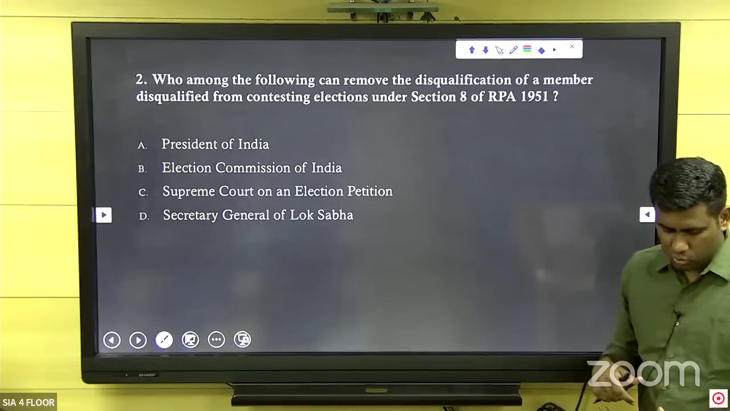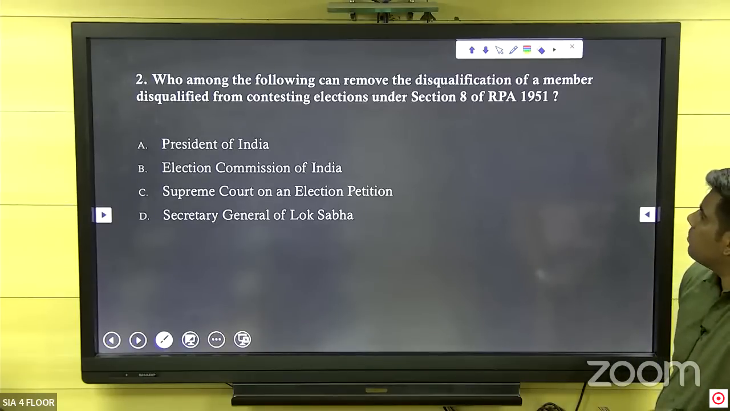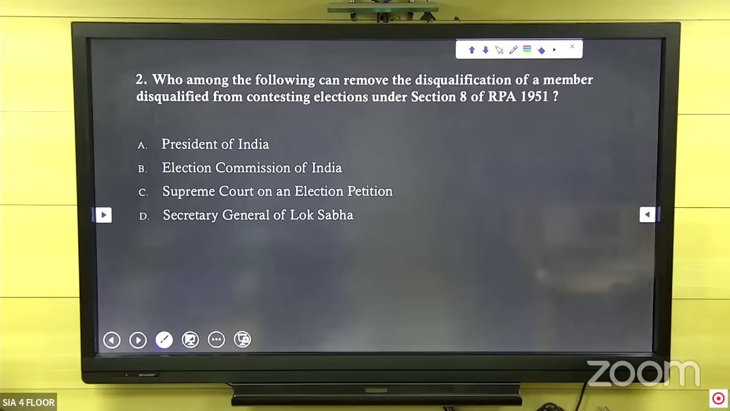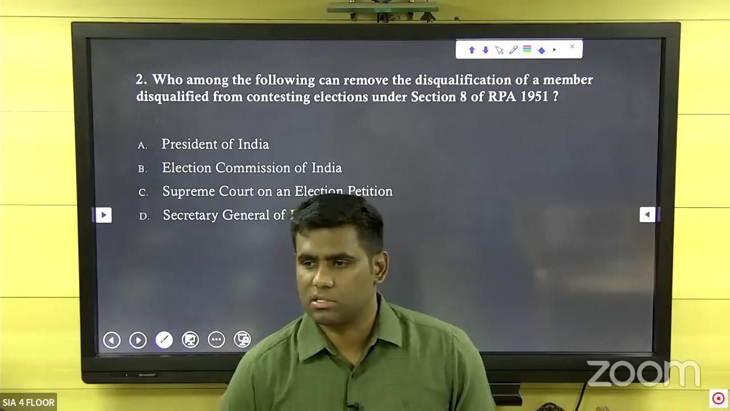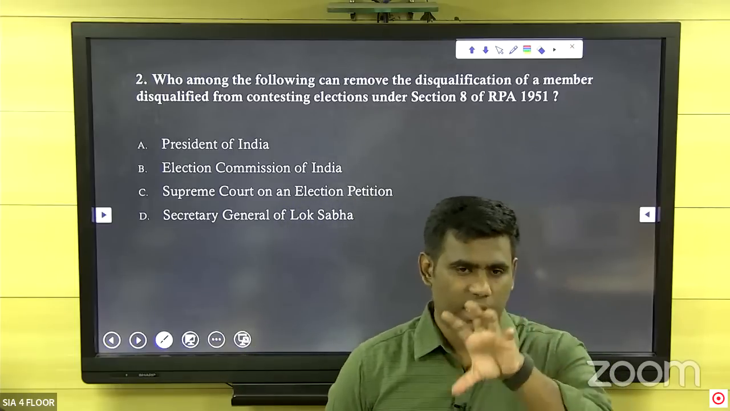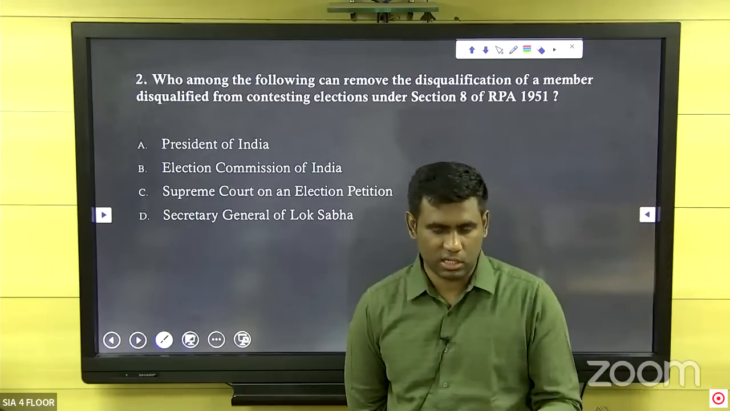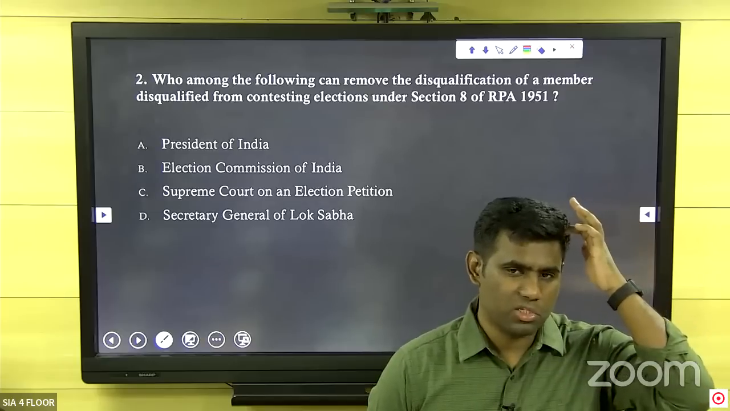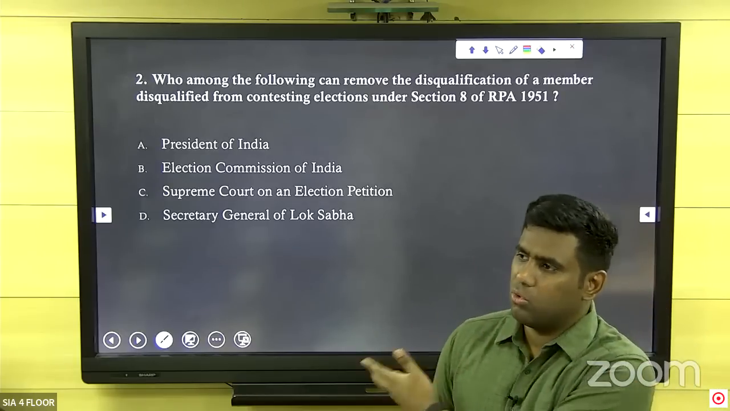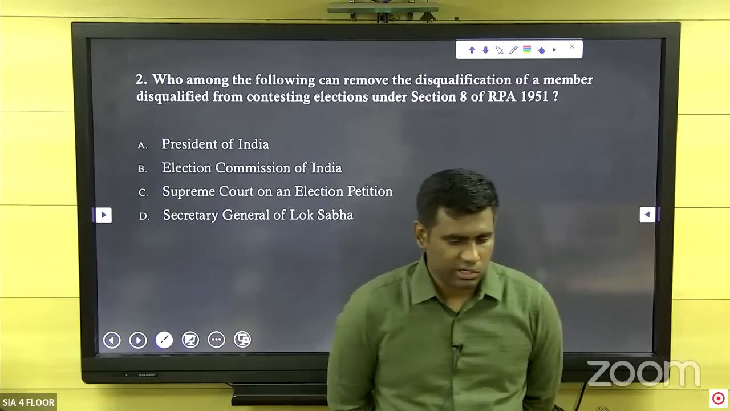So this is question number 2. Who among the following can remove the disqualification of a member disqualified from contesting elections under section 8 of RPA 1951? Okay. Basically, why I have taken this question is because of Rahul Gandhi's disqualification. Right. It is a recent current affairs. So most probably it will capture the attention of UPSC. Right. And now on appeal, the disqualification itself has been stayed. But still, there has been an order disqualifying Rahul Gandhi from his membership of Lok Sabha. Right. So who can remove the disqualification once a person is disqualified under section 8 of RPA 1951?